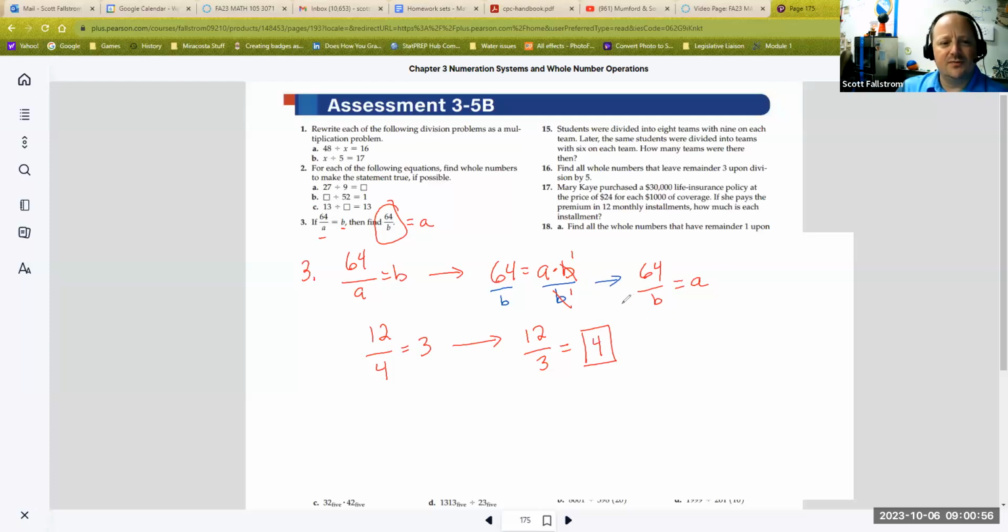Okay. So if you are writing down the fact families, right, if you did 64 divided by A, that's equal to B, right? You could say 64 is equal to A times B. You could say 64 is equal to B times A. And then the last one, you could say 64 divided by B is equal to A. So there's our four-fact family. And the one we were looking for is 64 divided by B. That's the last one, and it's equal to A.